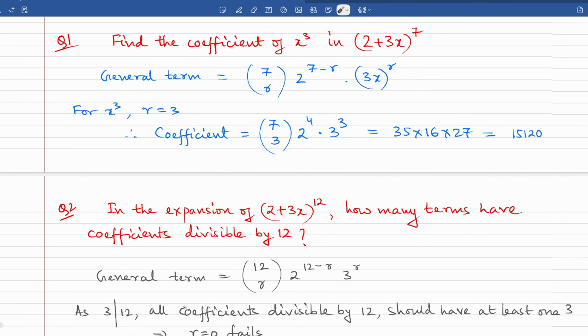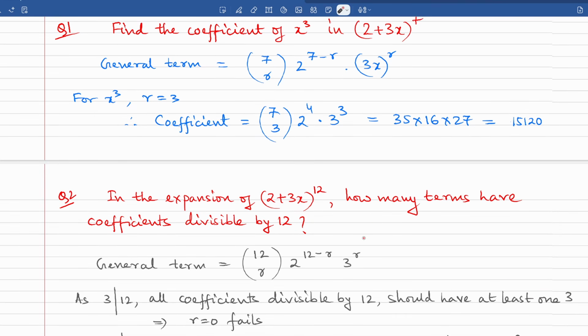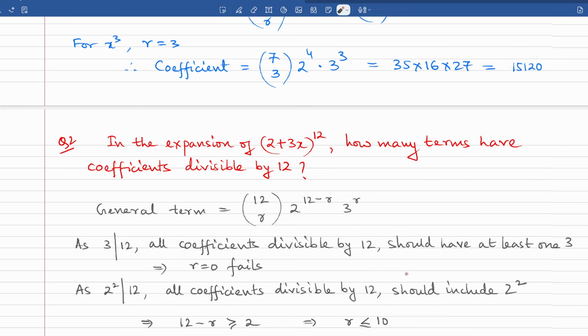Now, as 3 divides 12, all the coefficients divisible by 12 should have at least one 3. Makes sense? So r equals 0 fails, because r equals 0 denotes the first term, which is 2 to the power 12. As 2 square divides 12, all coefficients that are divisible by 12 should include 2 square. So that means this power of 2 should be greater than or equal to 2. So 12 minus r greater than or equal to 2 gives me r less than or equal to 10. That means excluding the 0th term, terms 1 to 10 should be included within our count.